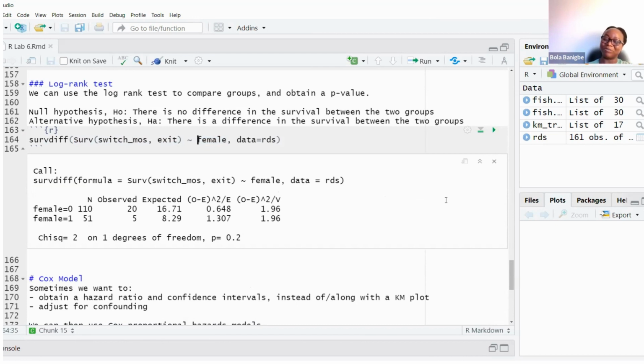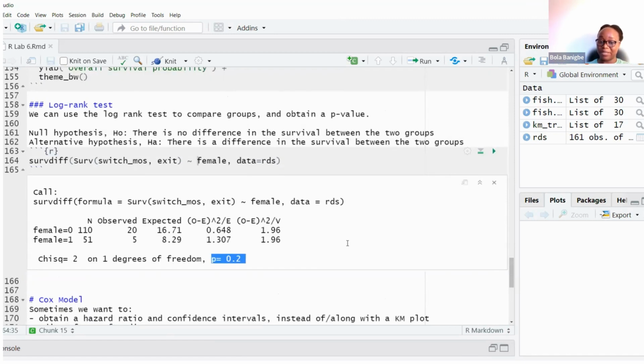What does this output remind you of, by the way? Chi-square, yes. This completely reminds me of when we used to calculate chi-square by hand, with a 2x2 contingency table, and you have the observed and the expected, right? So it's a chi-square type test, and here it tells you that the p-value is 0.2. What do you say?